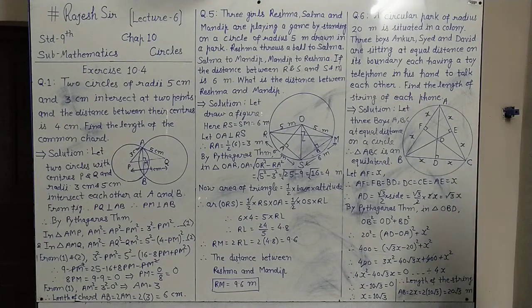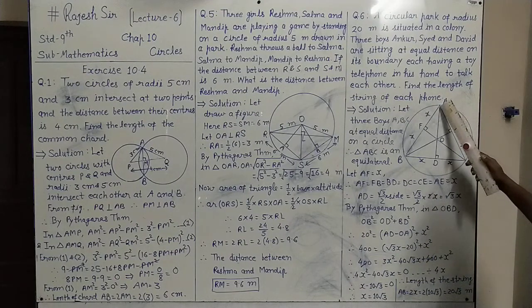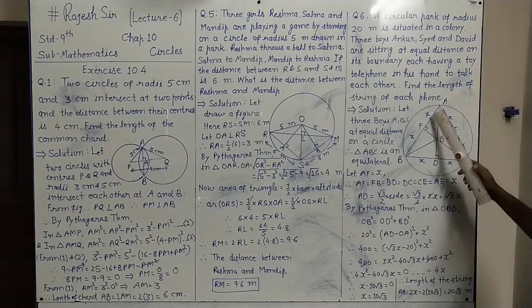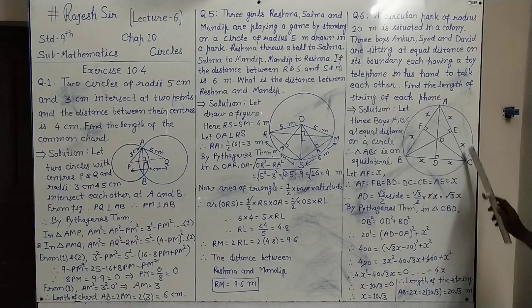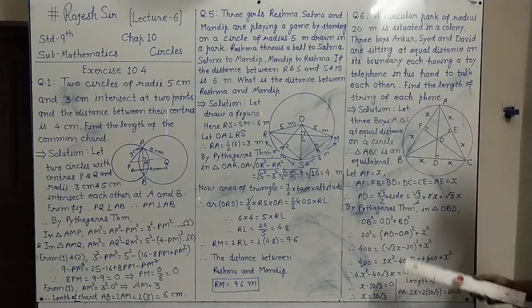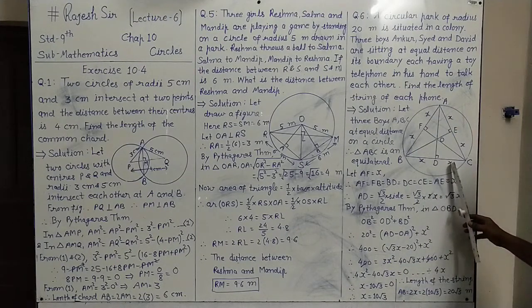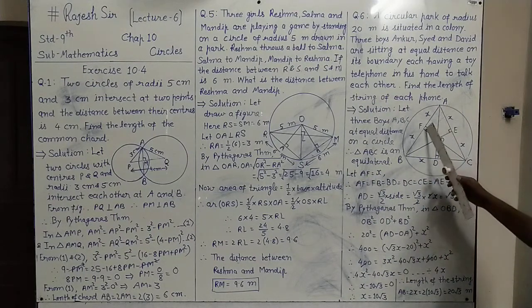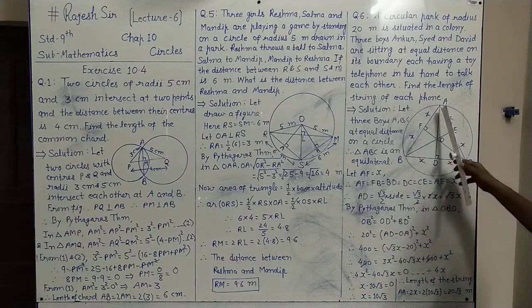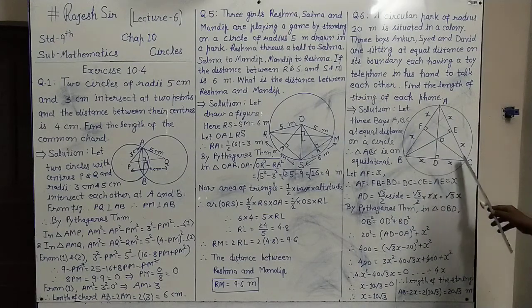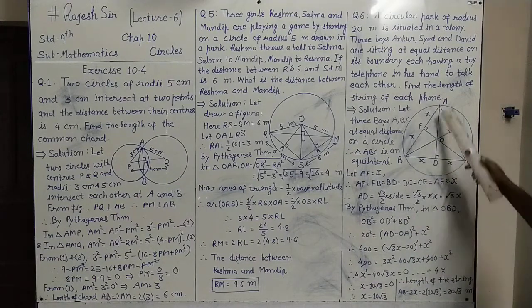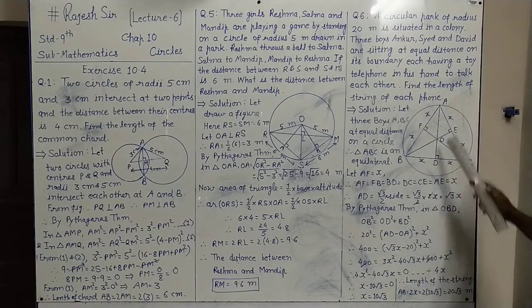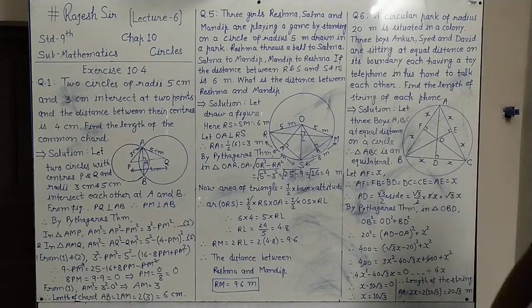If I consider this one part AF as x, this will also be x, as AB equals BC equals AC, all sides are equal. So this part is also x, and this, and this. Let AF equal x. Therefore, AF equals FB equals BD equals DC equals CE equals EA, all equal to x.